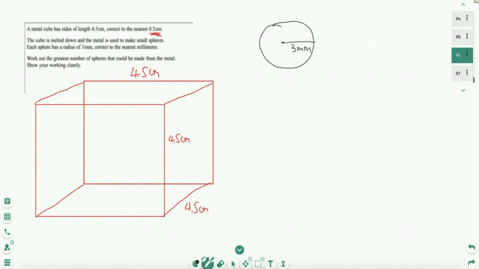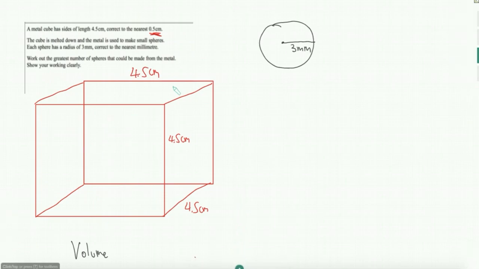Therefore, we have to find out the volume of the cube, because the volume is basically the amount of metal inside the cube. And we're going to use that volume of metal to create small cubes, I mean, to create small spheres. So we have to find first the volume of the cube, because that tells us how much metal it is made out of. And with that metal, we'll make the spheres.